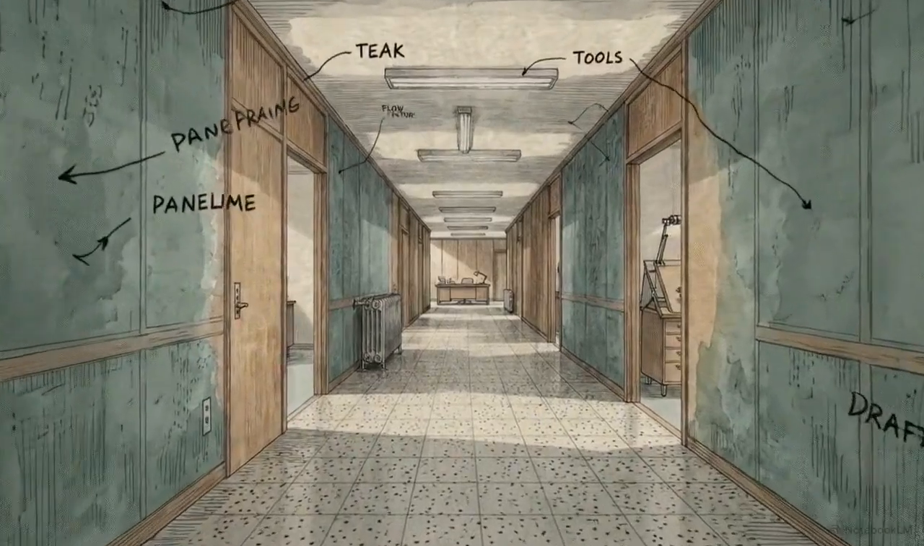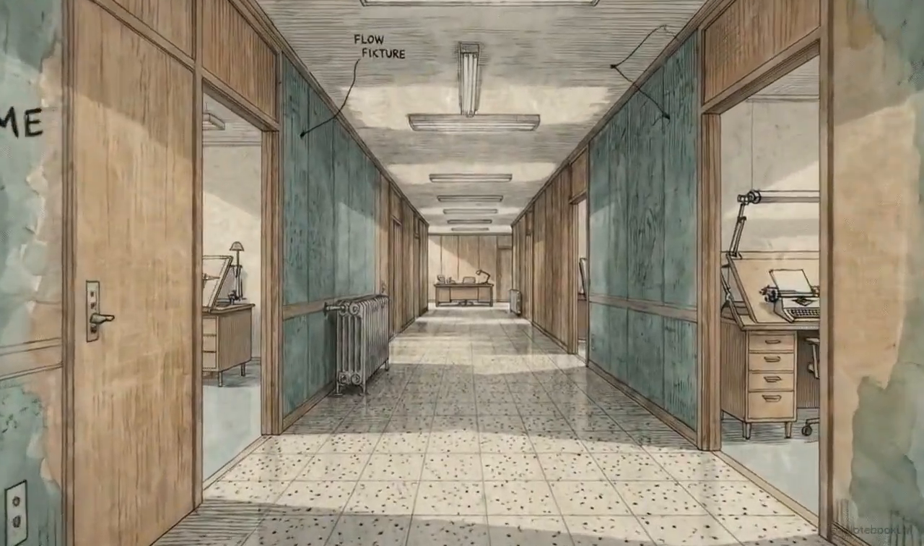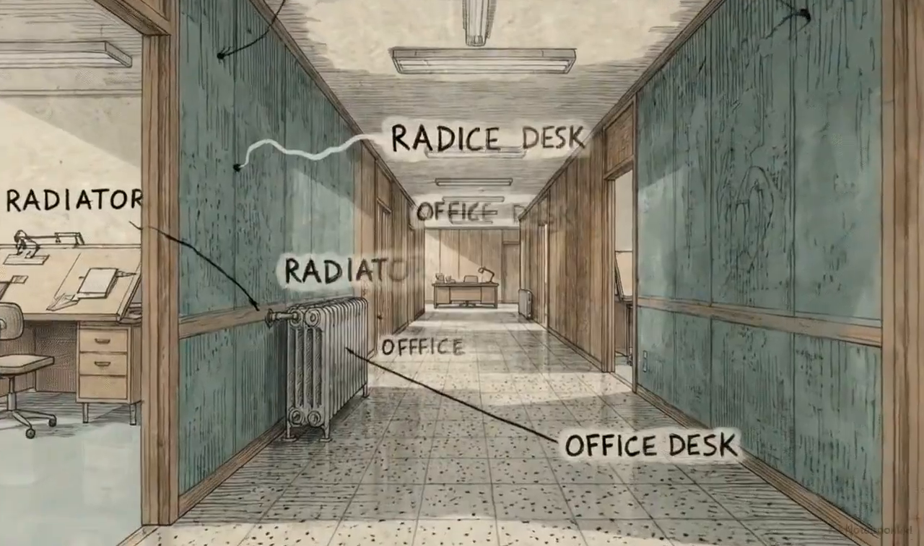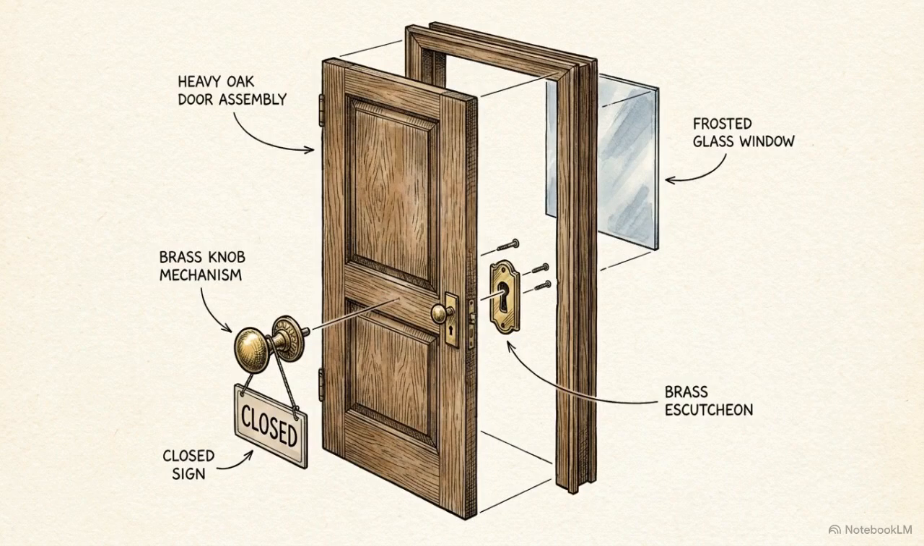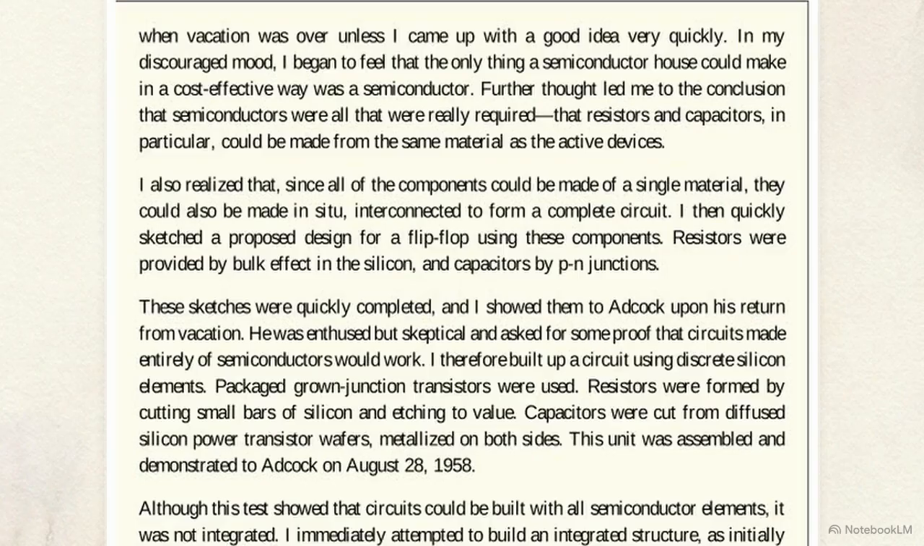It is August 1958 at a Texas Instruments manufacturing plant. The entire facility is completely empty. Management has shut the doors so the workforce can take a mass summer vacation. But Jack Kilby is sitting in his lab. He was hired in May, which means he hasn't accrued any vacation time yet.